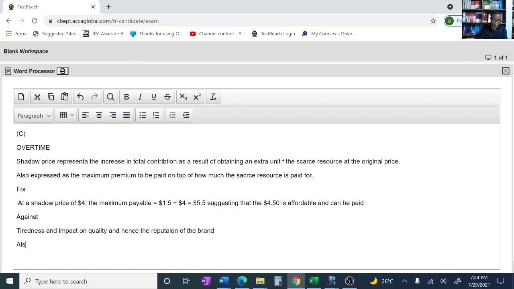And then also, the company could negotiate for maybe a time and a half, or probably double time, as it appears to be a bit on the high side.